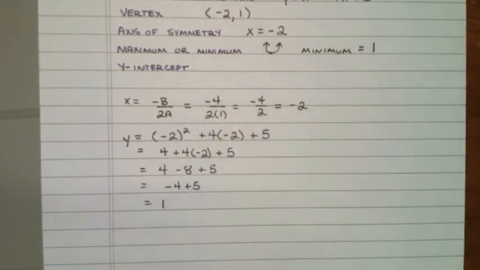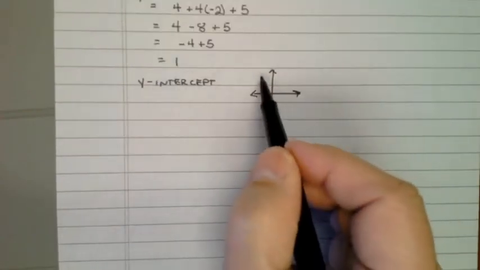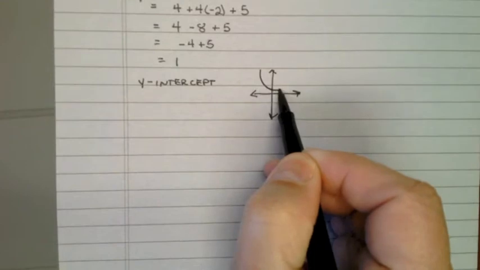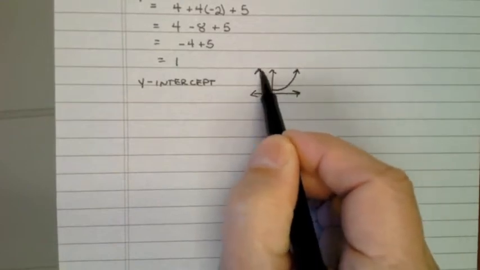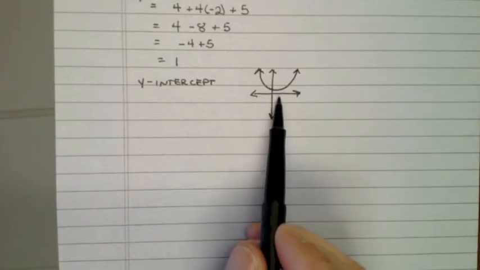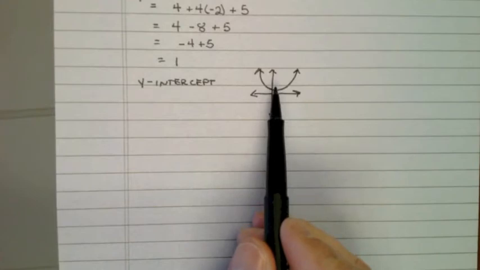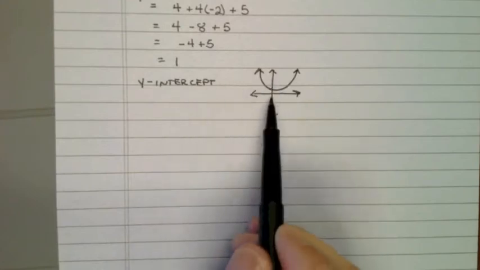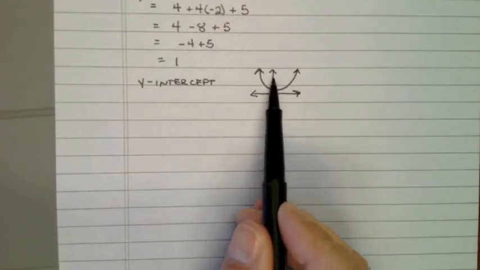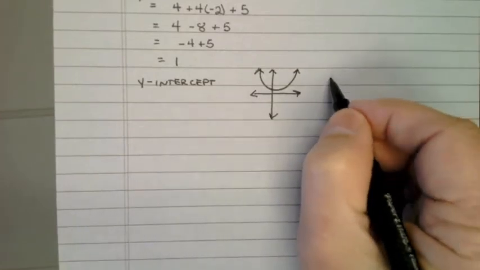Now I need to find the y-intercept. To find the y-intercept, I need to figure out where this quadratic is going to run into the y-axis. But look at what my x value is. No matter where I'm going to be on this y-axis right here, my x value will always be 0. I'm not going to move over any. So to find the y-intercept, I need to do this.